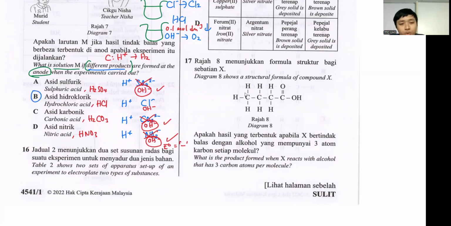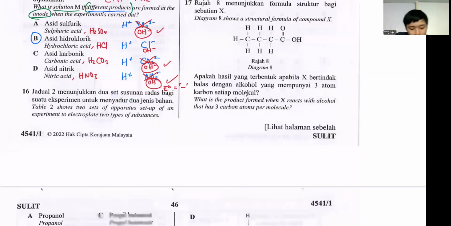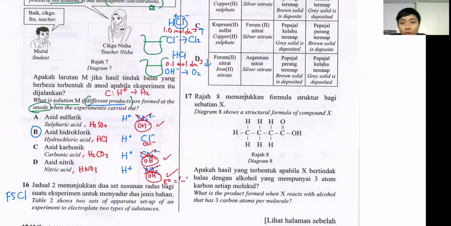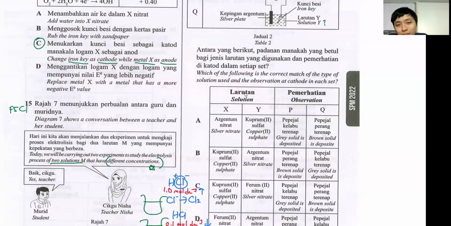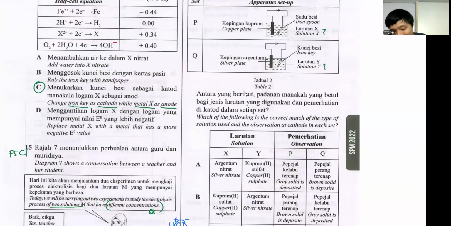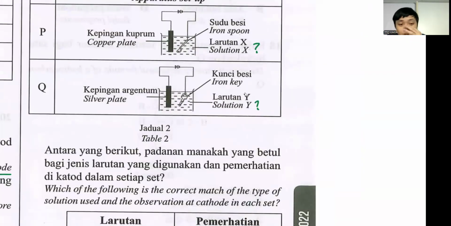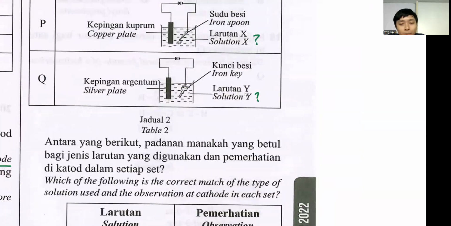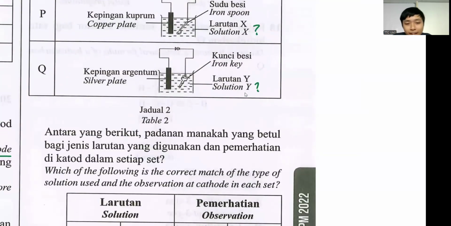Question 16. Table 2 shows two sets of apparatus setup of an experiment to electroplate two types of substances. So this one is also Form 5 Chapter 1. This paper has a lot of questions from Form 5 Chapter 1. Which of the following is the correct match of the type of solution used and the observation at the cathode in each set? So they ask what is solution X, solution Y, and what happened to P, what happened to Q at the cathode.